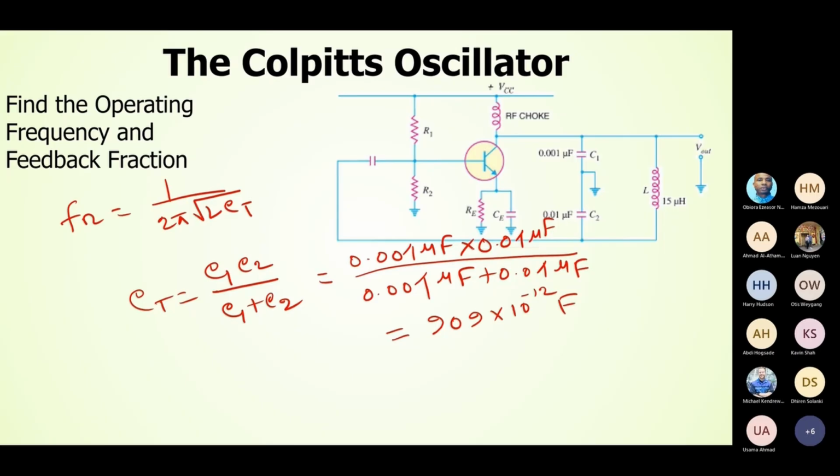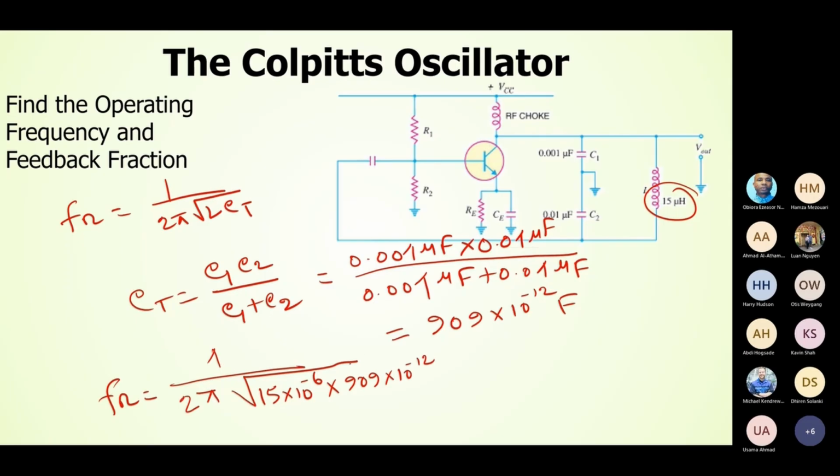We already know the value of the inductor, which is 15 microhenry. So our resonance frequency will be 1 divided by 2 pi, okay, square root of L, where L is 15 microhenry, times CT, which is 909 times 10 to the power minus 12. The answer is 1361 kilohertz, which means 1.361 megahertz. So we found the operating frequency.